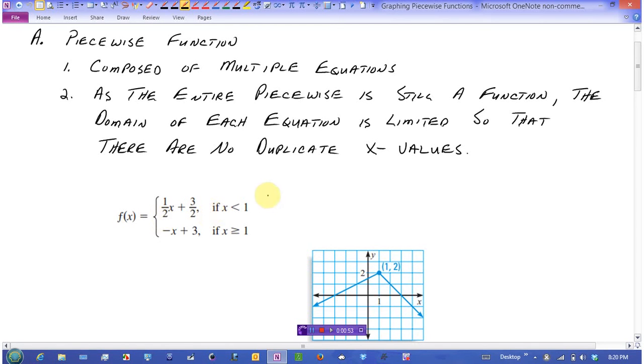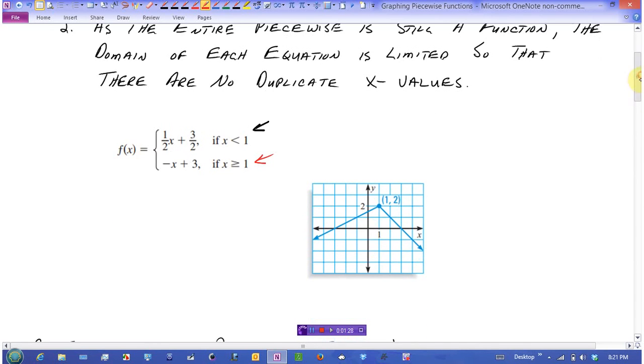So let's take a look. For example, if we want to substitute in a value of x that's less than 1, we're going to have to put it into this equation, 1/2 x plus 3/2. However, as soon as we get to the place where we're substituting x values that are equal to or greater than 1, then we're going to switch to putting them into the second equation. So depending on what x value I use, that's what determines which one of these equations I'm going to use.